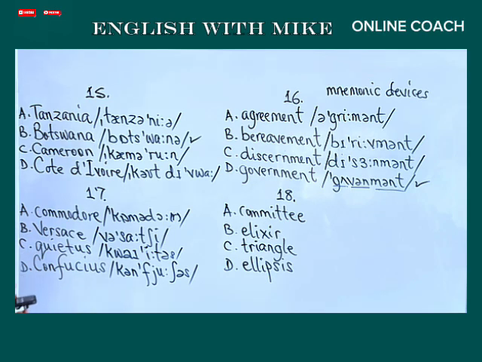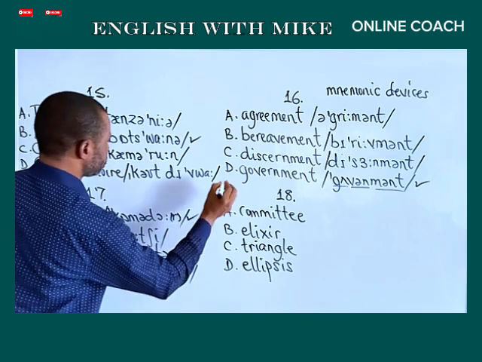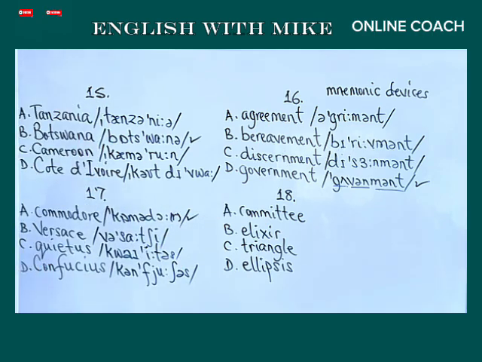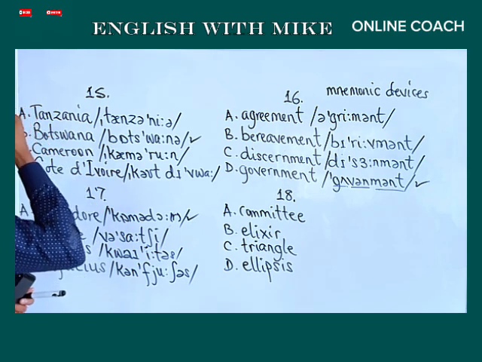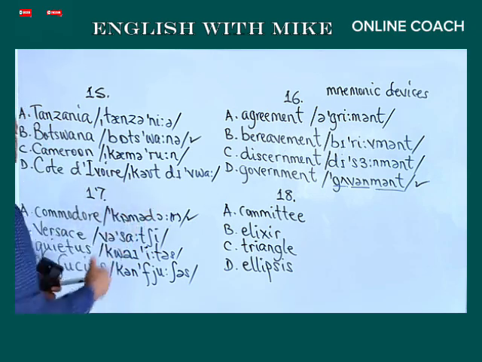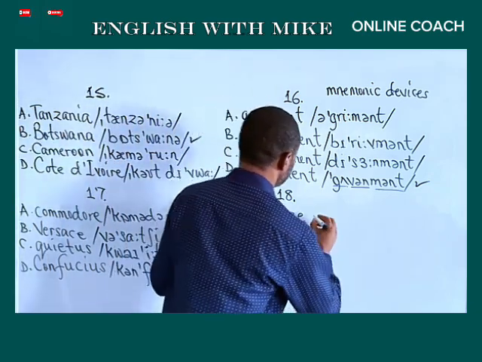Confucius. Okay, so let's go again. Commodore, Versace, quietus, Confucius. Which of them is different from the rest? First syllable, second syllable, second syllable, second syllable. So commodore is different from the rest. Whereas all of them are stressed on the second syllable, commodore is stressed on the first. Finally, on this list, we have committee.